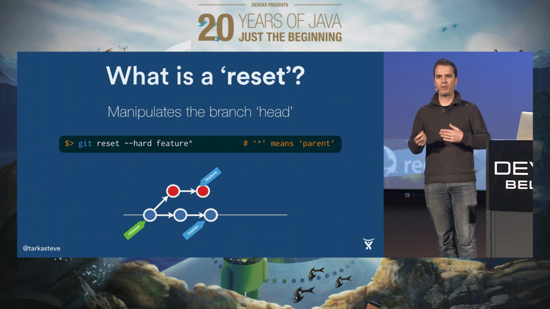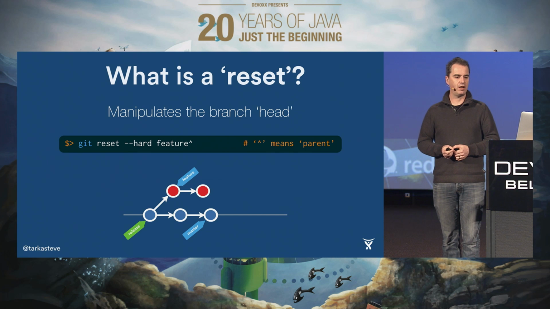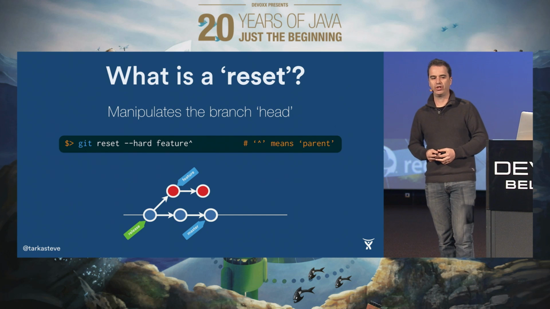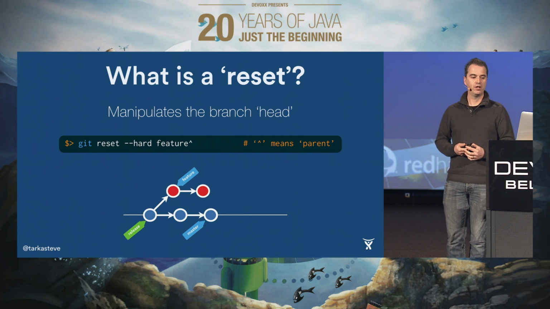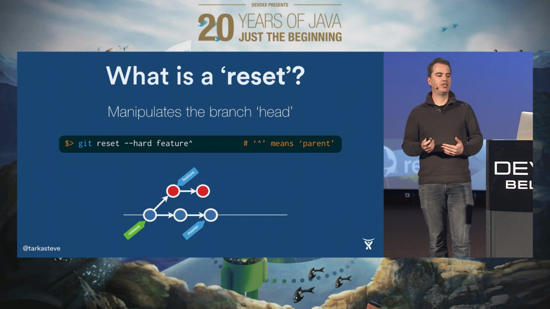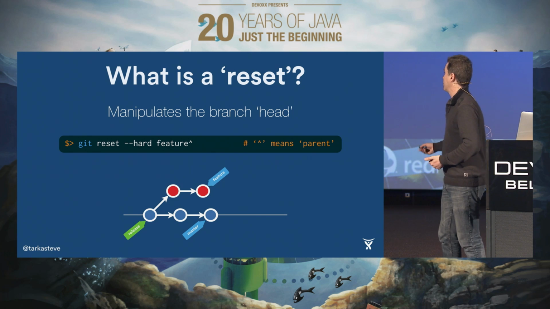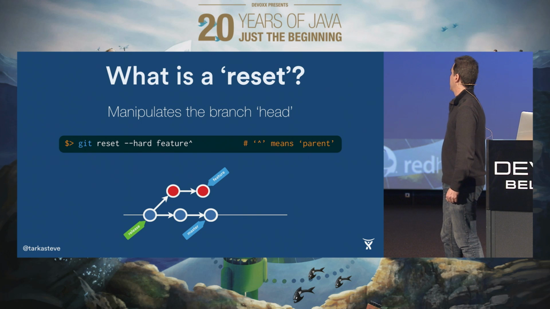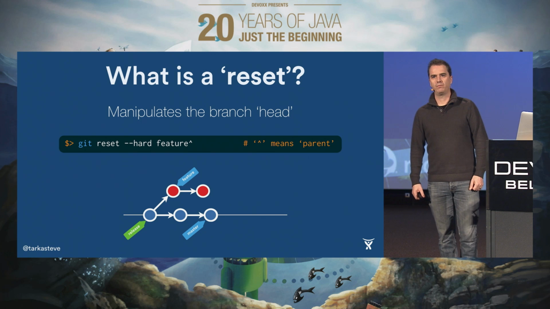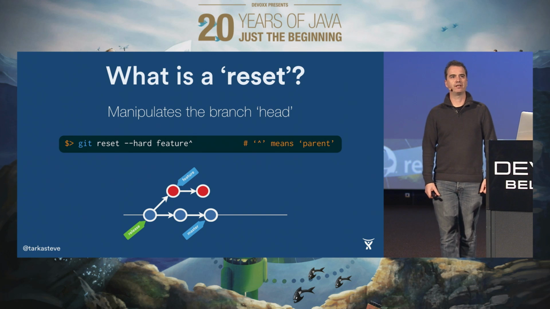And I'll show you how to get out of this trouble later, but we're going to have a look at reset. You'll probably use reset at some point. This is very useful. It can also get you into a world of hurt. But what is a reset? Reset, essentially, all it does is manipulate a tag for you, or a ref for you. So in the case here, we'll go back. All that the reset does is just move that pointer back down the tree.